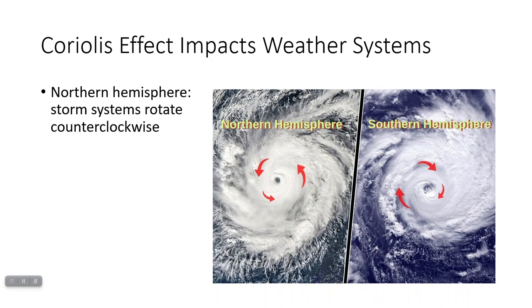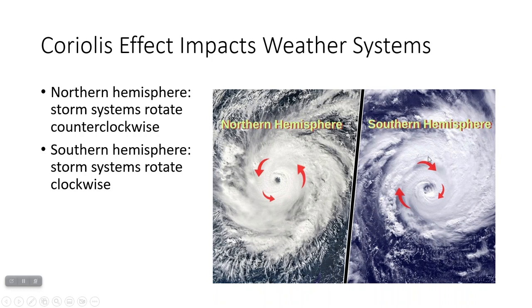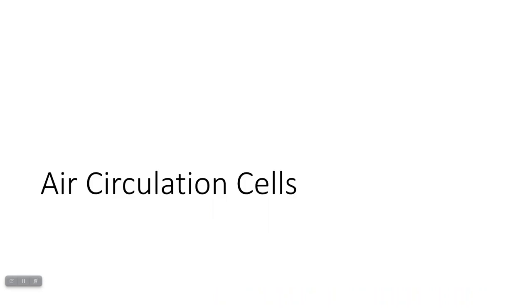So in the northern hemisphere, storms tend to rotate counterclockwise. If you ever see a radar image of a hurricane moving, you'll notice the rotation of the storm. And then in the southern hemisphere, storms tend to rotate clockwise. Similar things happen with tornadoes as well.